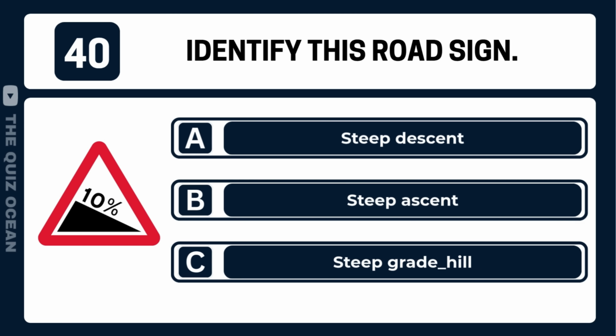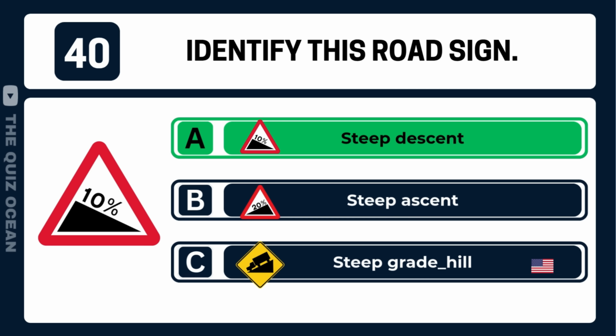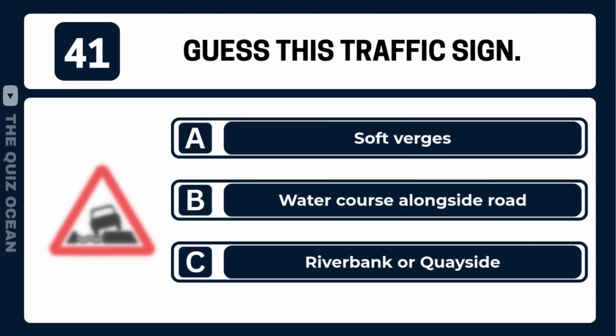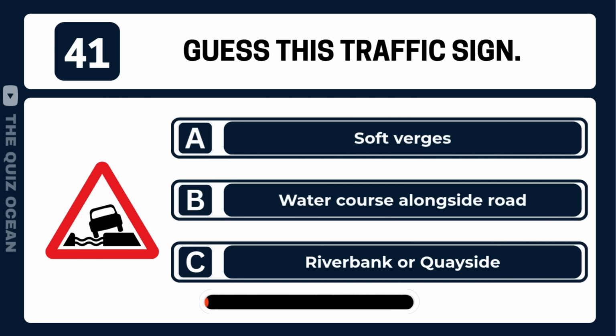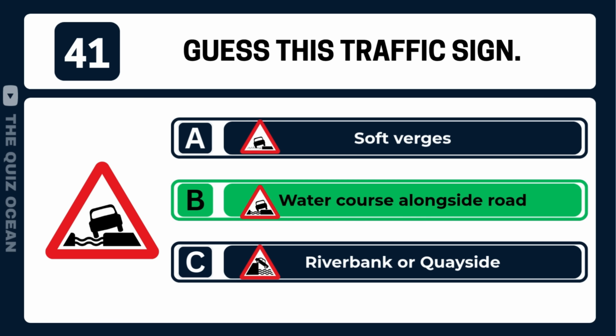Identify this road sign. Perfect. That is the steep descent sign. Guess this road sign. Great! That is the watercourse alongside road sign.